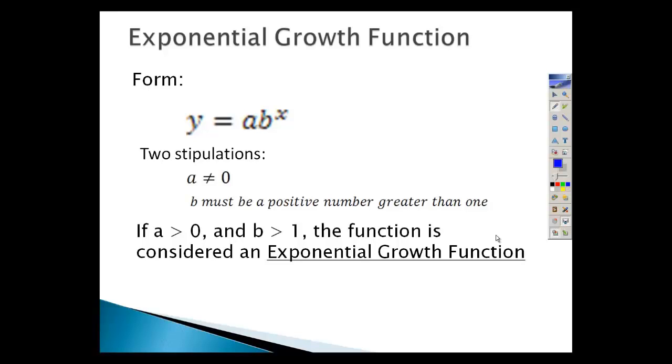A can't equal 0 because if a was 0, then y would equal 0, and it'd just be a line. So obviously a can't be 0, and b has to be a positive number greater than 1. So the b value is always positive. If a is bigger than 0 and b is bigger than 1, it's exponential growth. We're going to talk about the difference between growth and decay more next lesson.